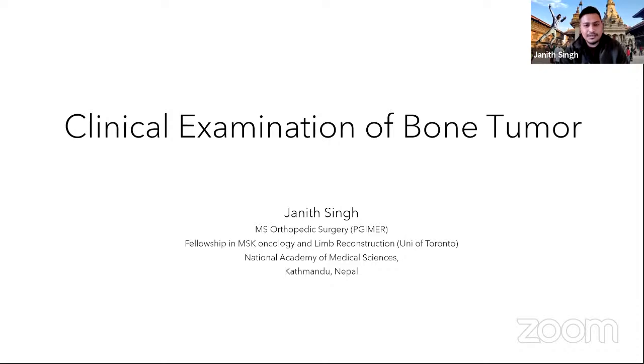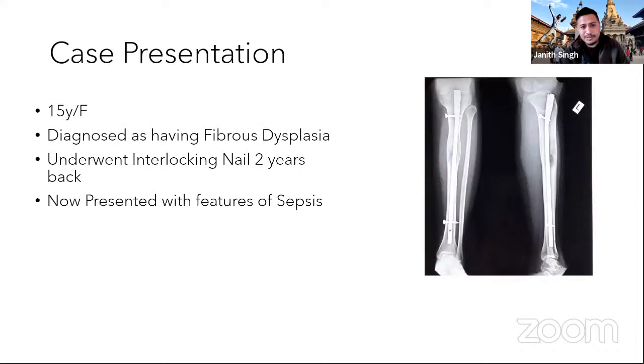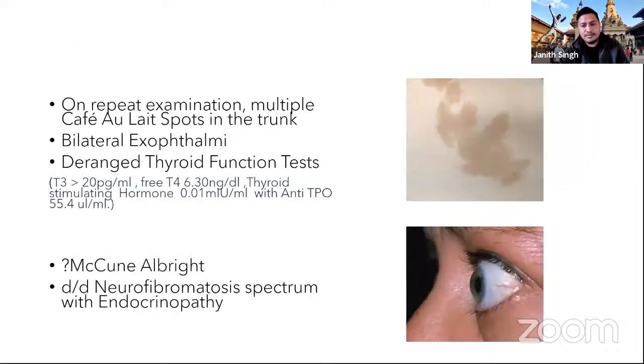I will start with this little case that we had, a little trouble that we had with this case, in which it became so important for us to go back to our basics to come to a diagnosis. We had this 15-year-old girl who was diagnosed as having fibrous dysplasia. She underwent a biopsy, which proved it was fibrous dysplasia, and we did a protective nailing for her. She was doing well for 2 years. Then a couple of months back, she presented with sepsis. The first thing that struck me when I saw her for the first time was the exophthalmos that she had.